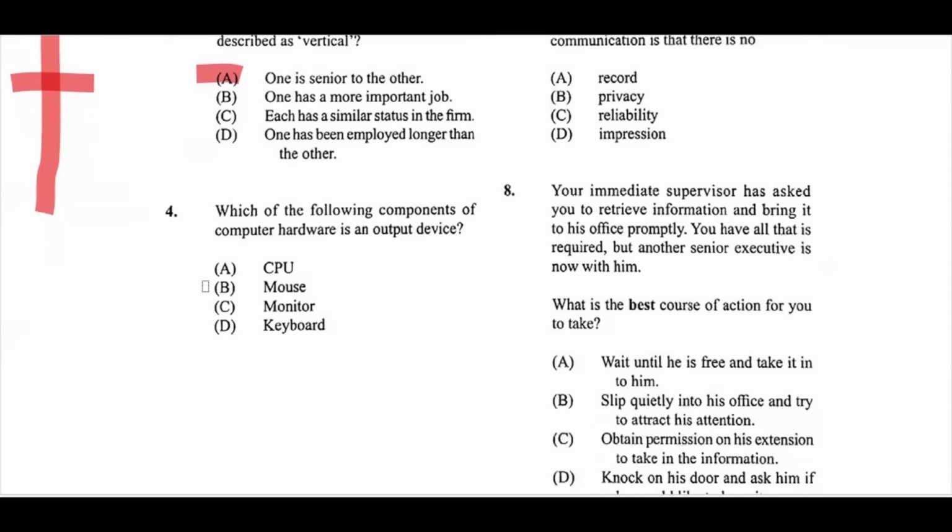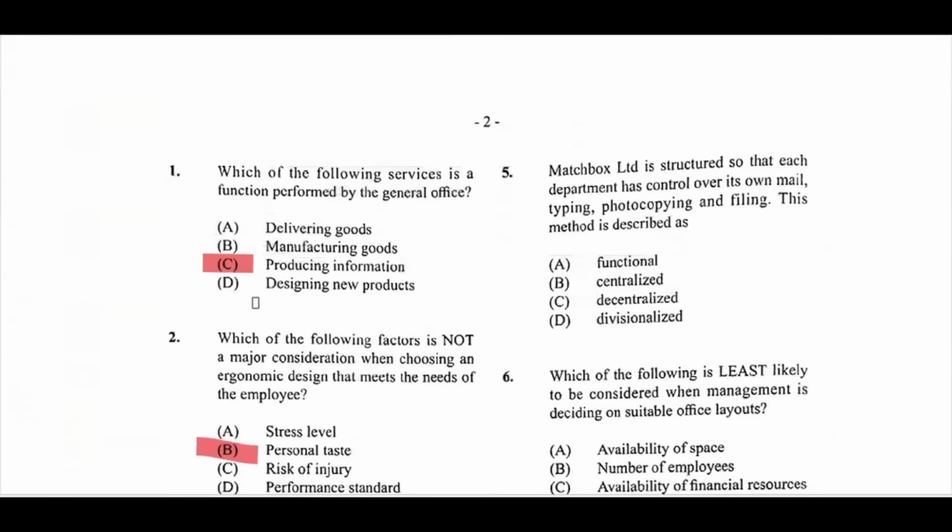Number 4, which of the following components of computer hardware is an output device? An output device. What can come out of the computer? Like a printer. Printer is an output device. Monitor too. We use the mouse and the keyboard to put information in the computer, like if you're typing something. So the monitor projects something out of the computer. So the answer is C. Number 4, C.